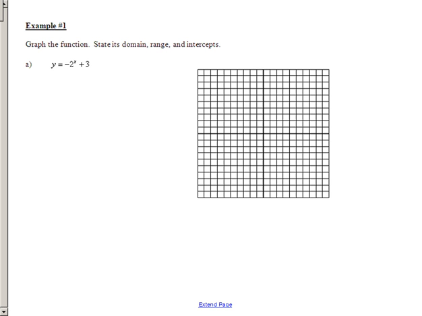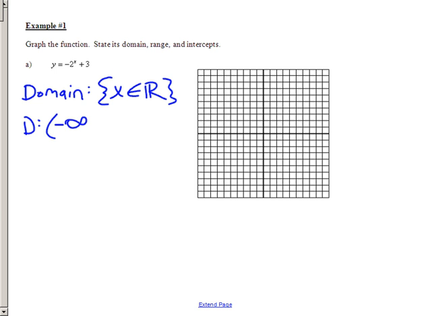We're not dividing by 0. We're not taking an even root. There's no real problem. So the domain here will be all real numbers. So written using interval notation, negative infinity to positive infinity. We'll hold off on the range until we graph it.